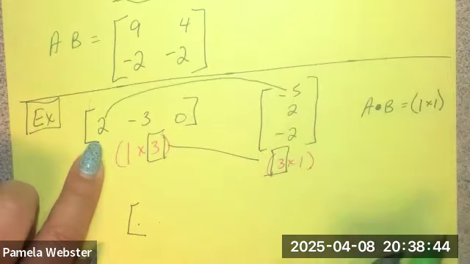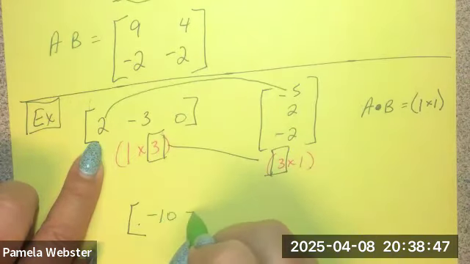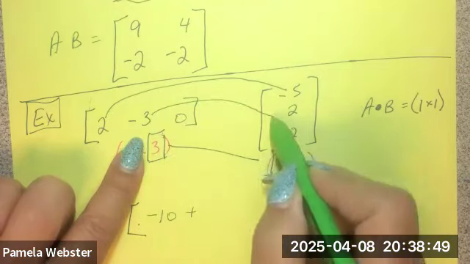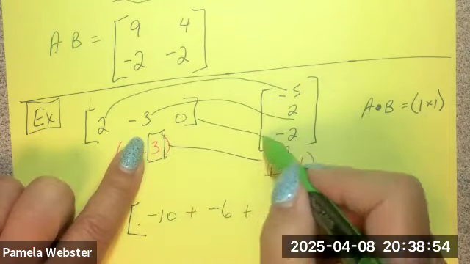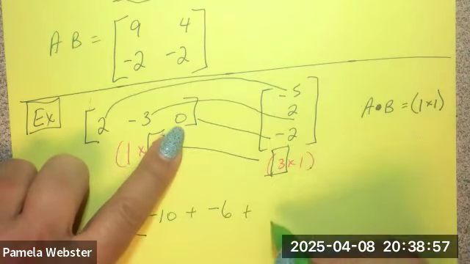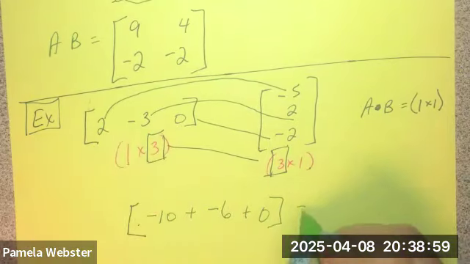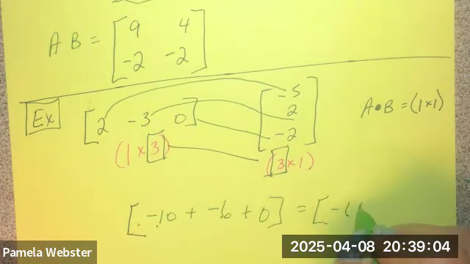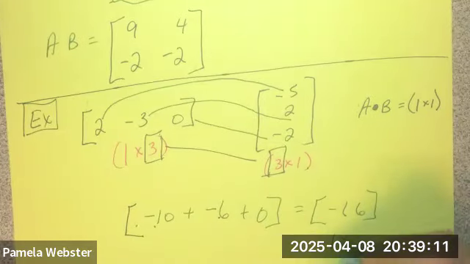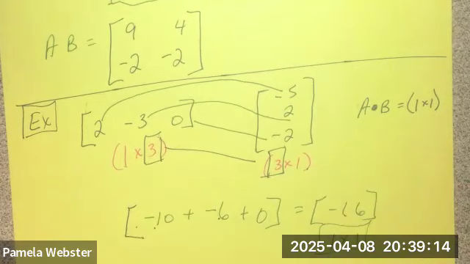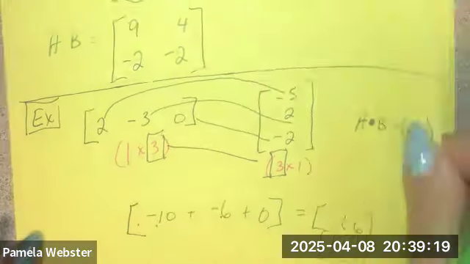Okay. So let's see it. Multiply the first two together. Negative 10. Plus. Multiply the second two together. Negative 6. Plus. Multiply the last two together. Well, hey, 0 times any number is 0. So what do I have? Negative 10, negative 6, 0. This looks like a negative 16 to me. And indeed, that is a 1 by 1 matrix. It's got 1 row and 1 column. All right, that's cool. We can do that. Is that all right?